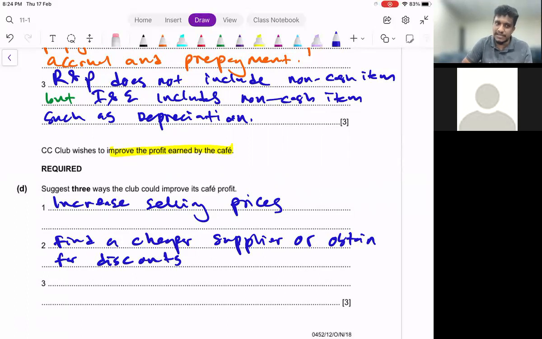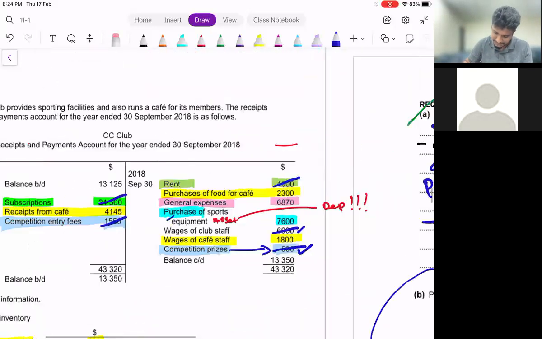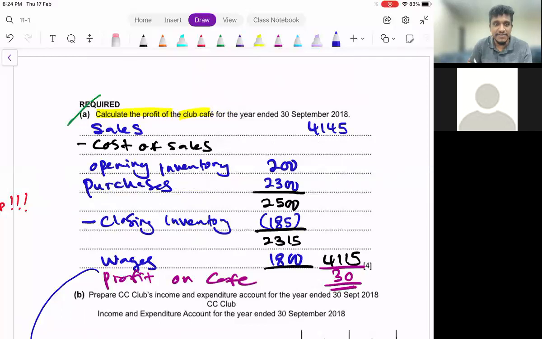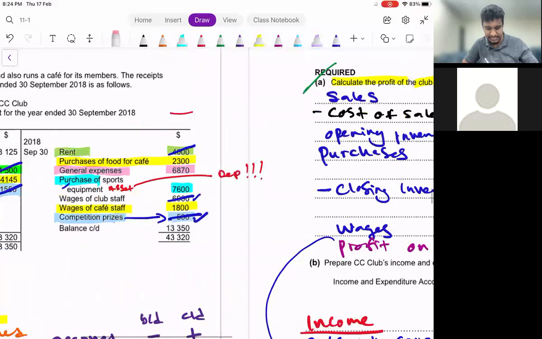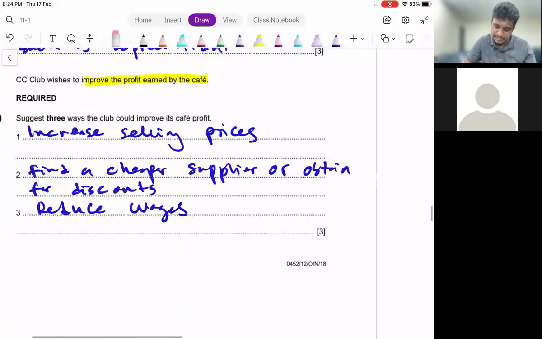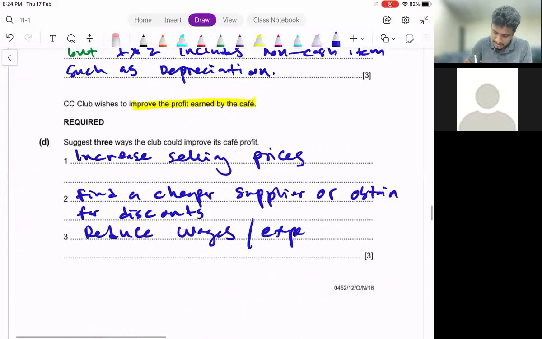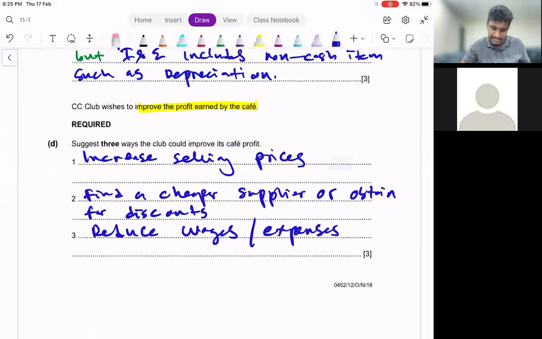Or another one, I don't advise this, but you can reduce wages. If you see here, the wages is quite high. You see the sales is 4,000. Almost half of the sales you pay as wages. The wages is quite high. So you reduce your wages. Or you can say reduce any other expenses. Okay, I think that's it. We are done.